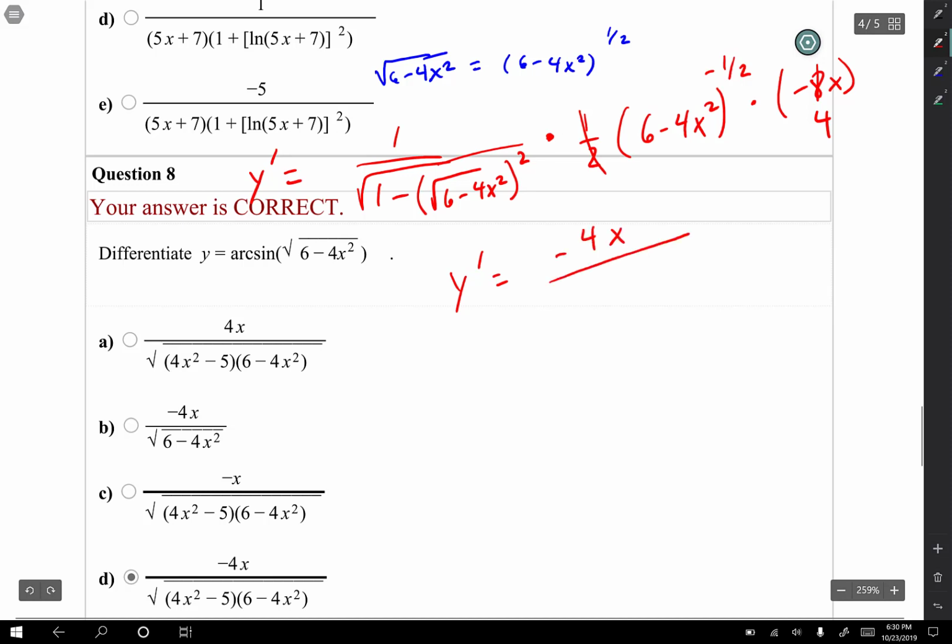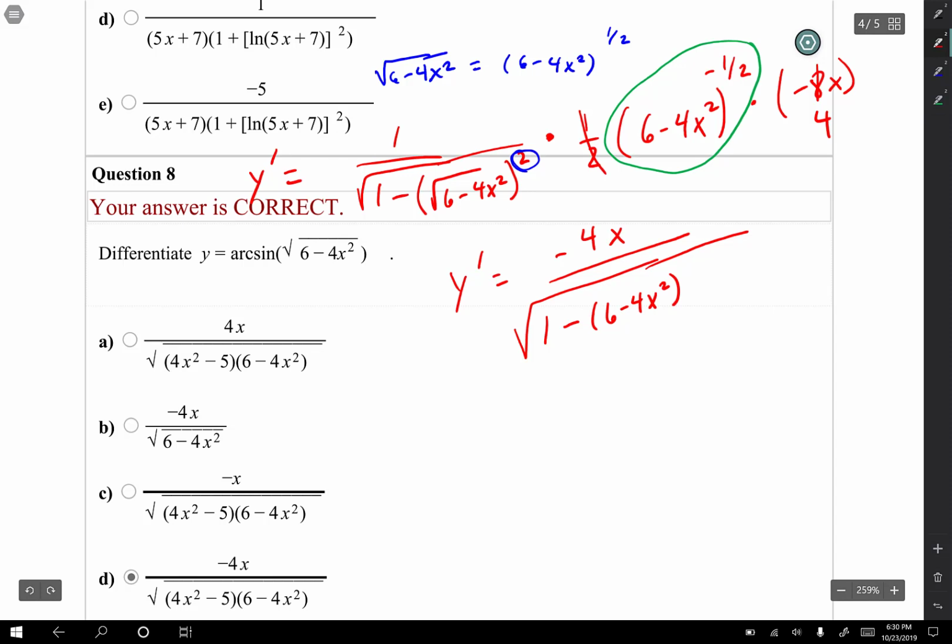In the bottom, I have this guy. That guy squared is, now let's see, square root of 1 minus (6 minus 4x squared). The reason I don't have a square root on the 6 minus 4x squared is because I squared it right there. See? All right, so now this guy right here in green is going to be going down. So let me put this guy down here. So that guy is times the square root of 6 minus 4x squared. And all that is in the bottom like that. I think I got everything.